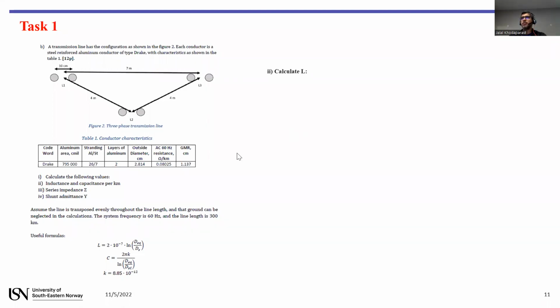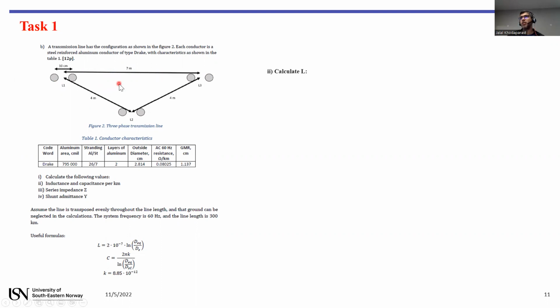Okay, the next part is related to calculation of the impedance, admittance, inductance, capacitance of a specific configuration of the transmission line. So in this task, it's task 1, but subtask 2.